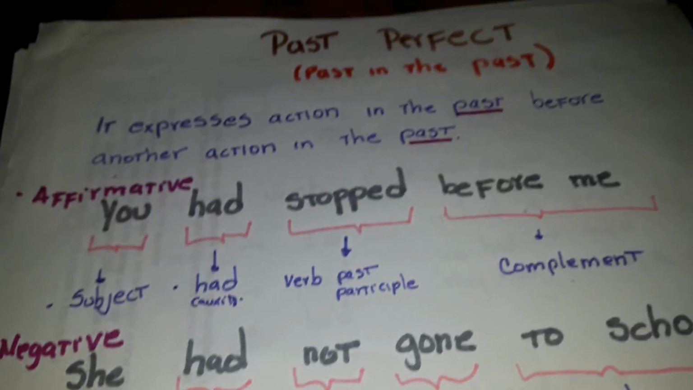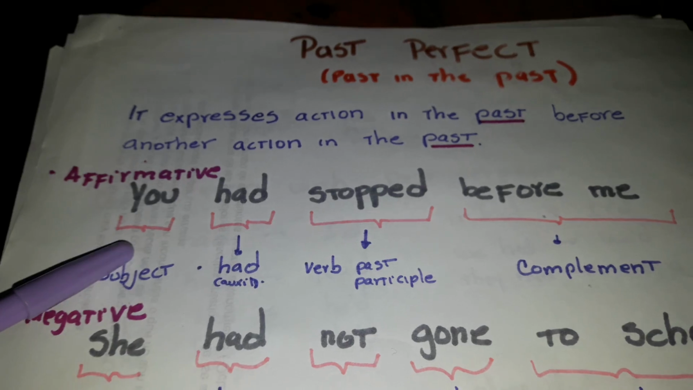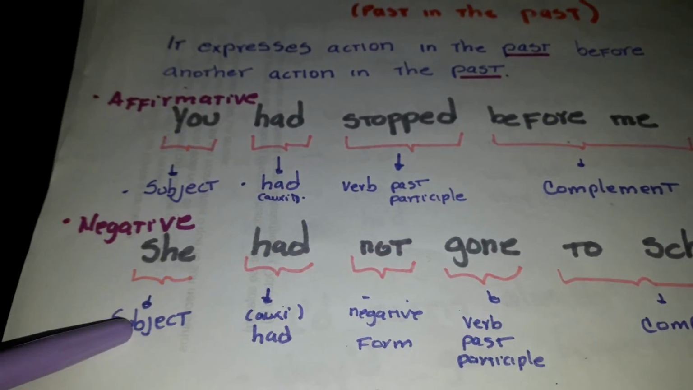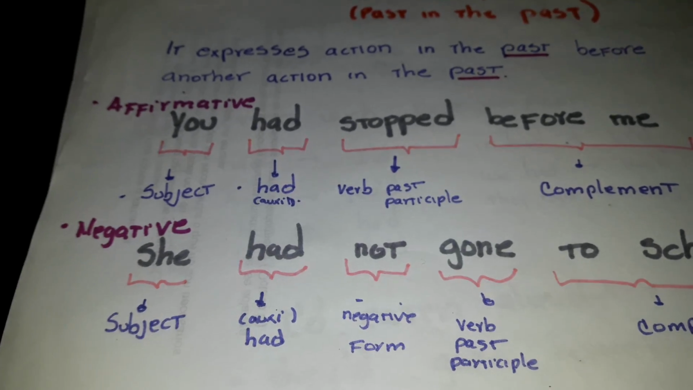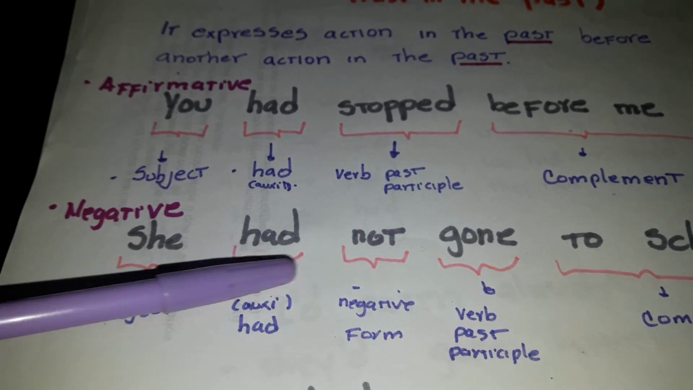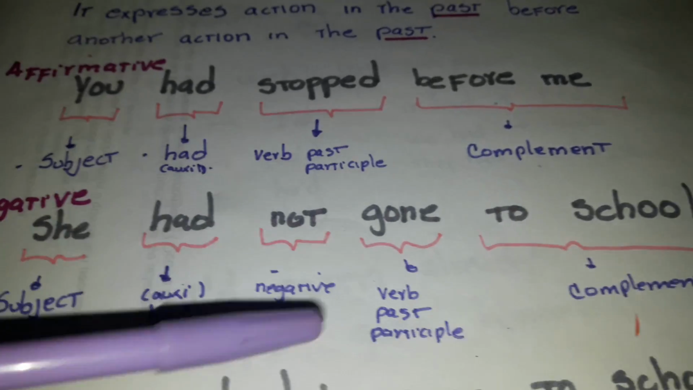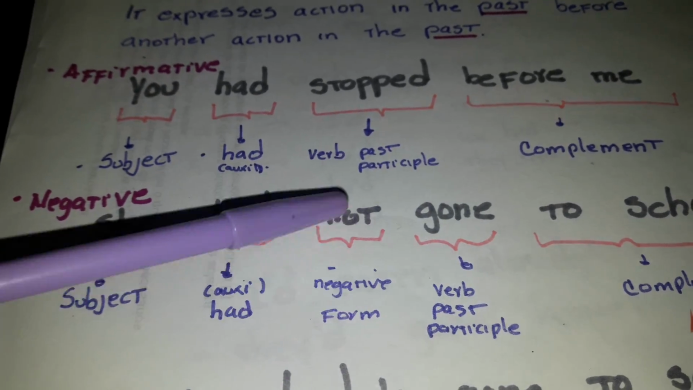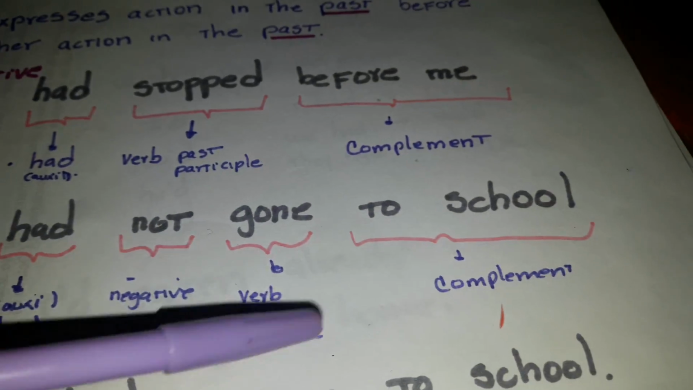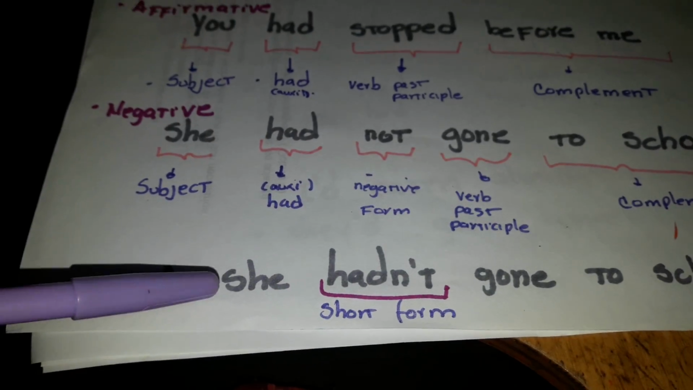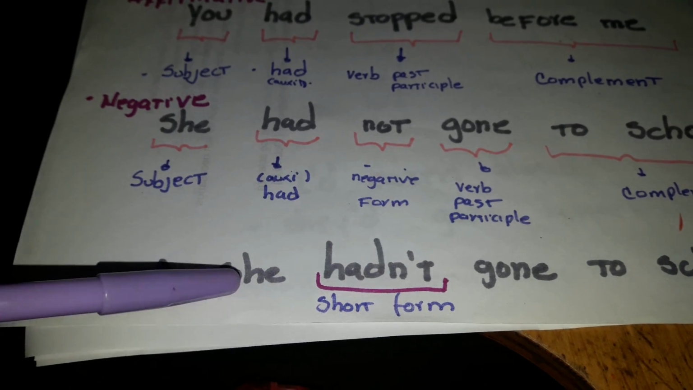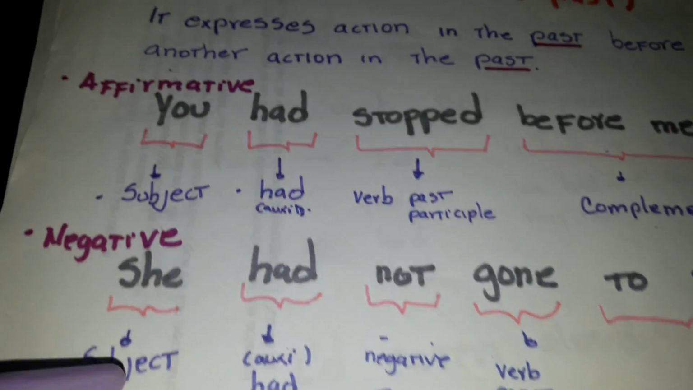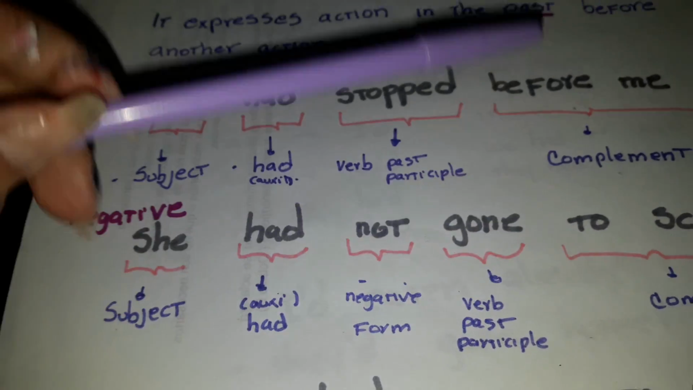Okay, this is a previous explanation about past perfect. You had stopped before me, past perfect. In negative, this is an example with past perfect. She had not gone to school. Past perfect: subject, had, negative form, past participle, and complement. It is third person. She hadn't, negative form, and past perfect. And this is affirmative and interrogative.